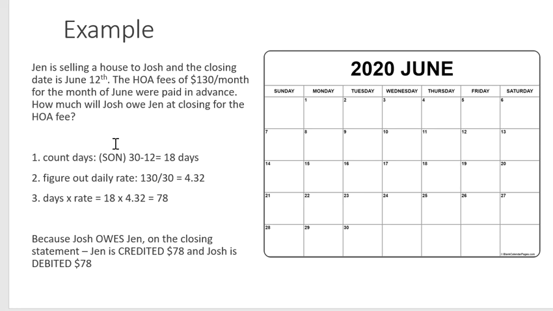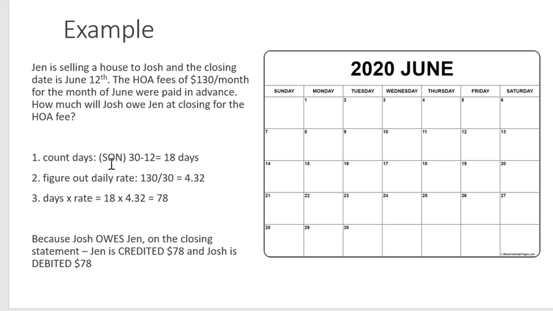So let's put this into practice. So Jen is selling a house to Josh, and the closing date is June 12th. The HOA fees of $130 a month for the month of June were paid in advance, so paid before. How much will Josh owe Jen at closing for the HOA fee? So Josh is the one buying the house. He's going to owe Jen for all days after the 12th, because Jen paid for the whole month of June and is only owning that house until the 12th, Jen pays for closing day because that's the rule for the national exam.